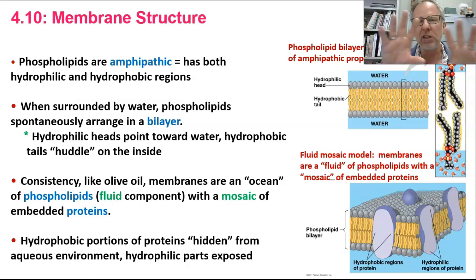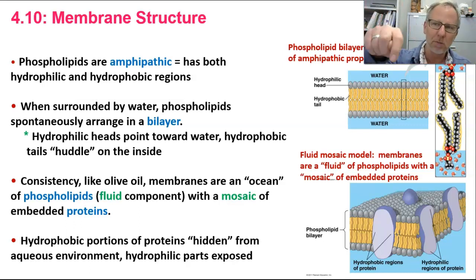But then scattered amongst those phospholipids are proteins. Proteins are embedded, stuck into the membrane. And biologists describe the structure of cell membranes as being a fluid mosaic. It's called the fluid mosaic model of membrane structure. And what that phrase refers to, you need to understand this, is that our membranes are made of a fluid of phospholipids with a mosaic pattern of proteins scattered around.